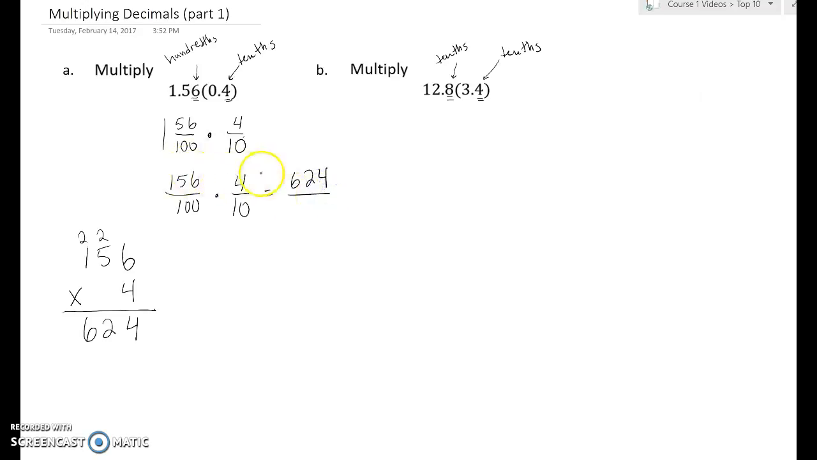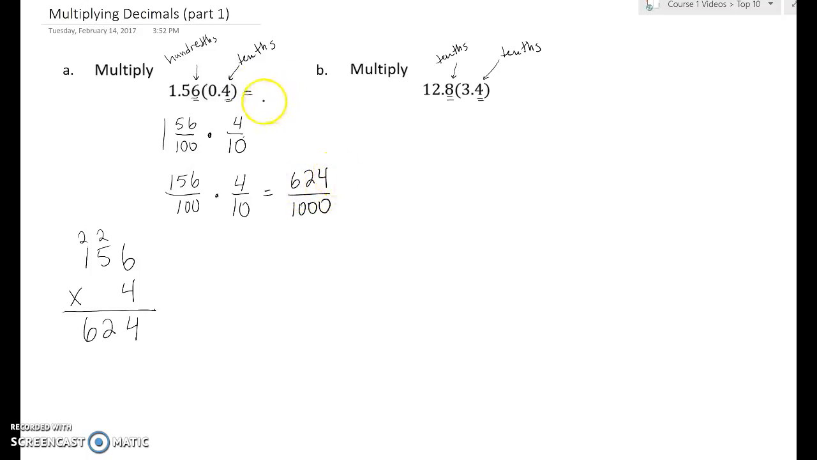So when multiplying fractions, you multiply straight across. And then 100 times 10 ends up being 1,000. So this is our answer, but we want to put it back into a decimal. So I want 624 thousandths.